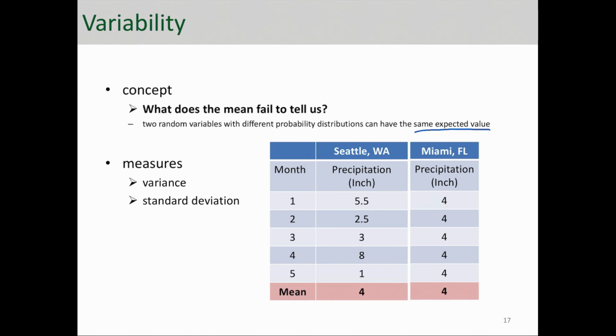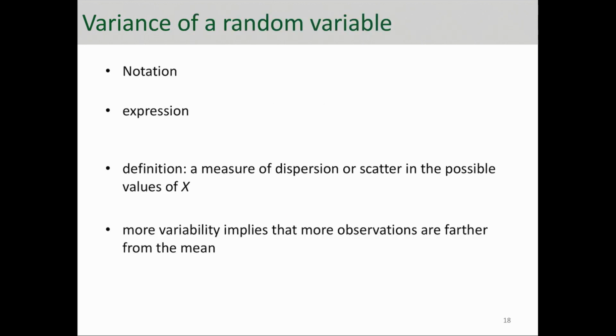And that's why we want to talk about variance and standard deviation. These are two measures to quantify variability of a random variable. So, what is the notation for variance? For variance, different notations are typically used: V of x, or var of x, or sigma squared of random variable x. These are different notations that you might see.